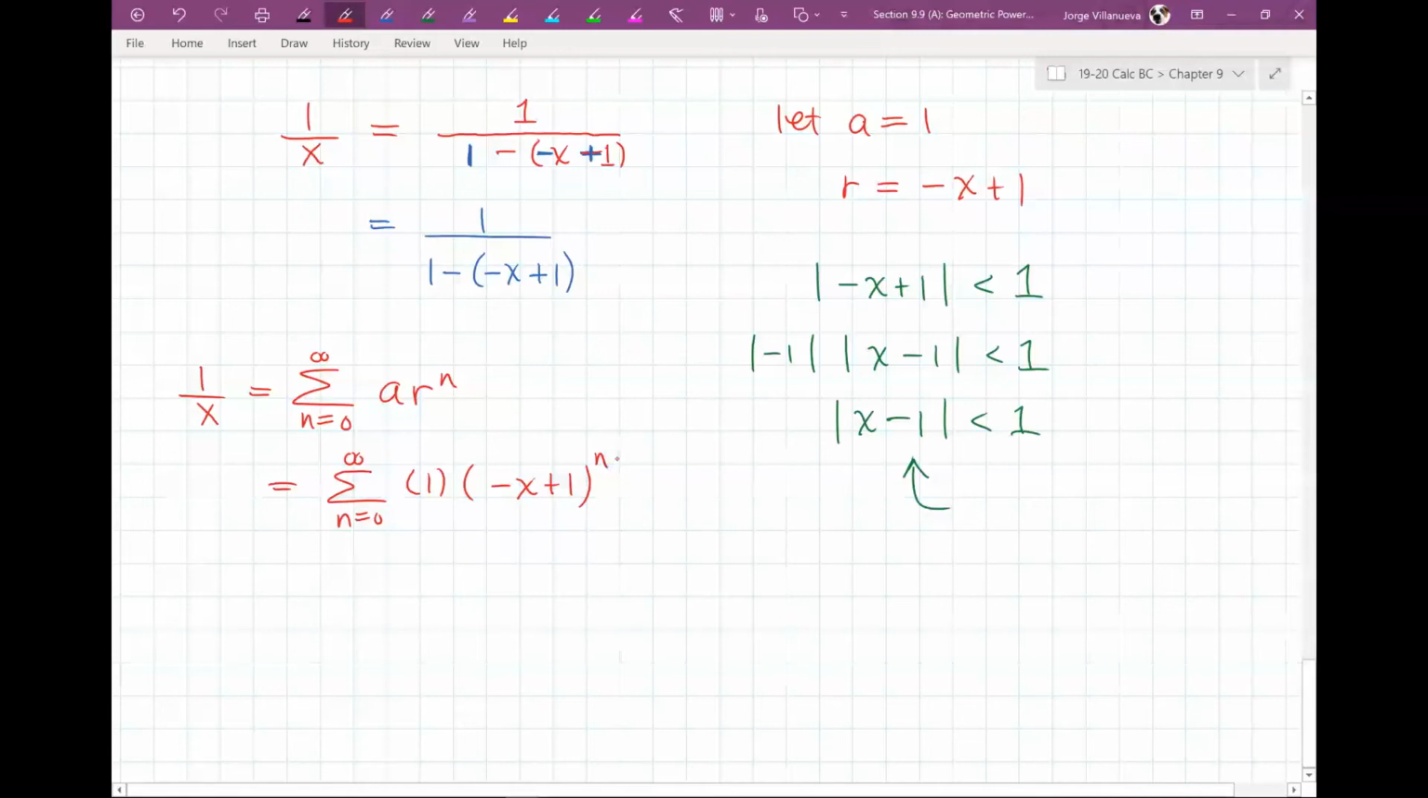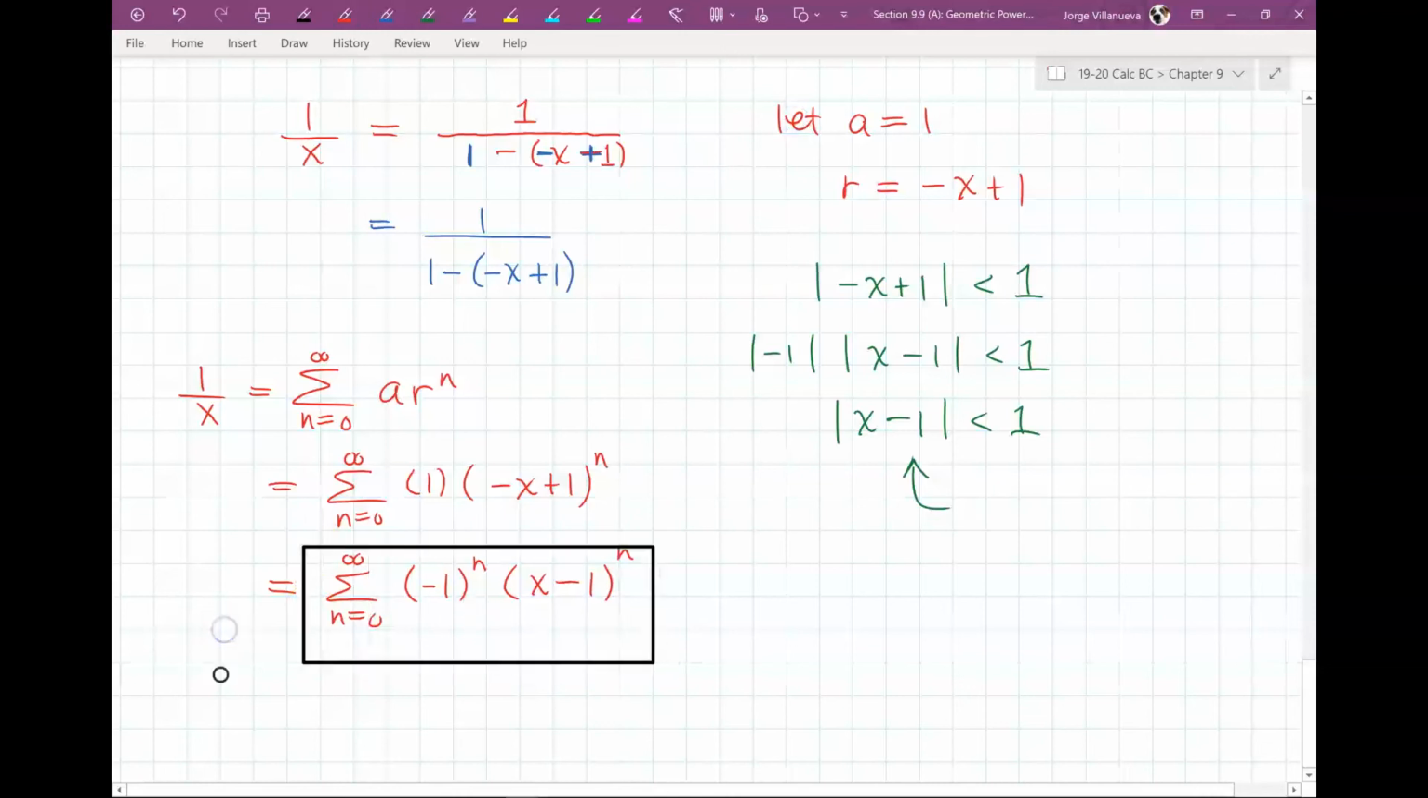But I cannot have a negative x. So that means I've got to factor out the negative 1. So this now looks like this. Negative 1 to the n times x minus 1 to the n. And I'm good. At this point, I'm good because it does have an x minus c look to it, right? x minus 1 to the n. So I am centered at 1. I do have my a sub n, which happens to be negative 1 to the n. But it is there. So everything's good. So I'm just going to write that as my solution.